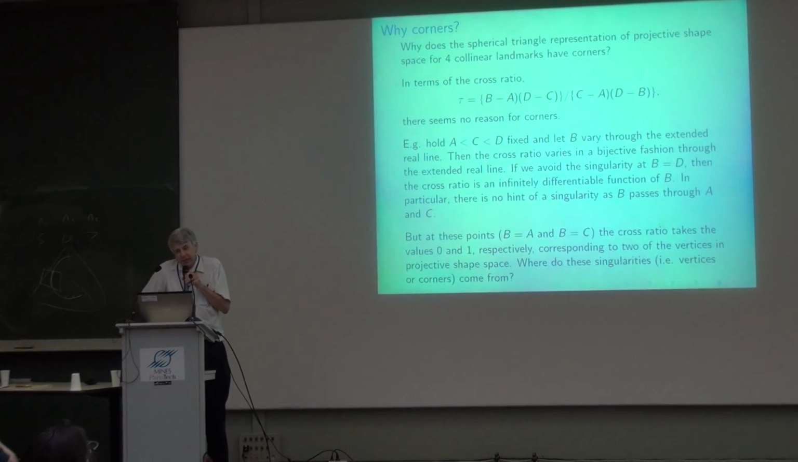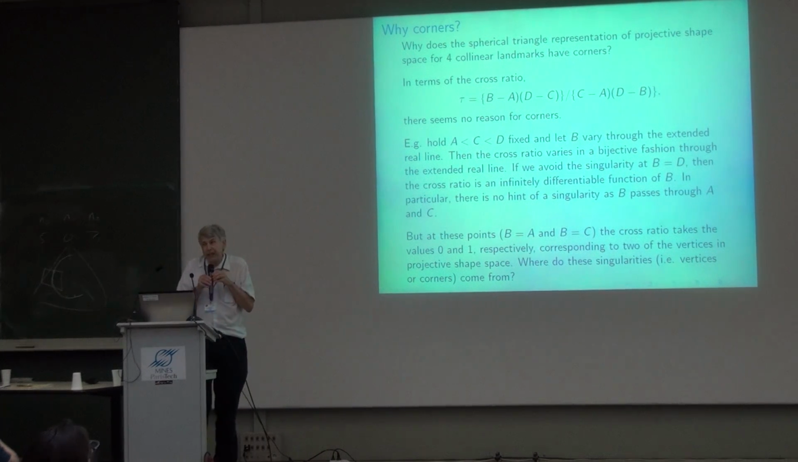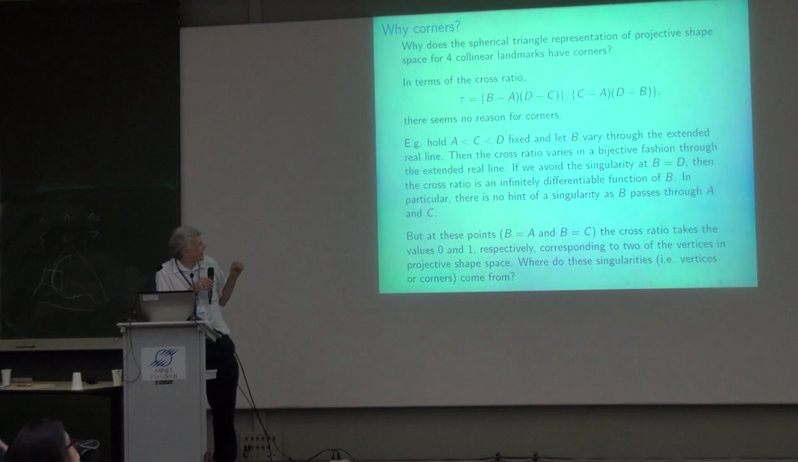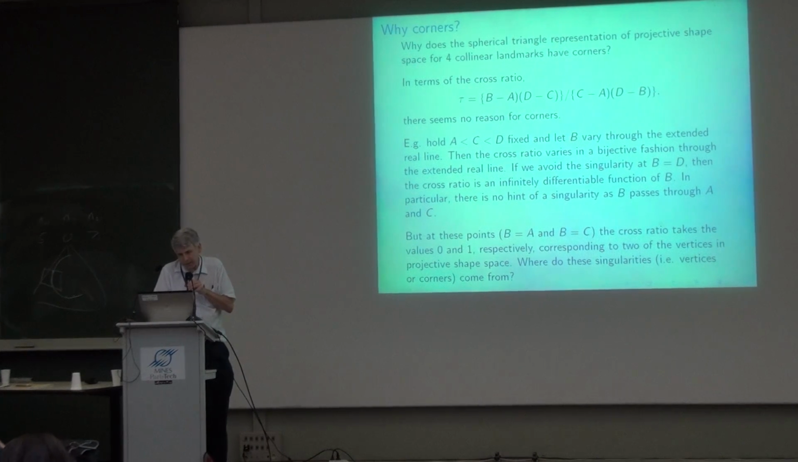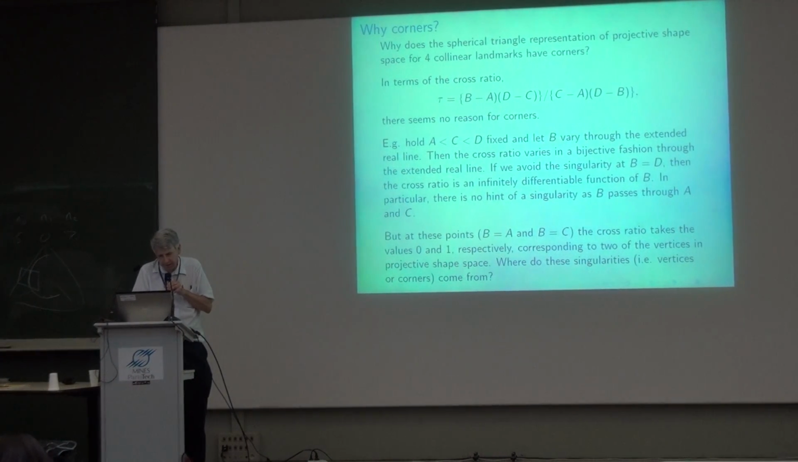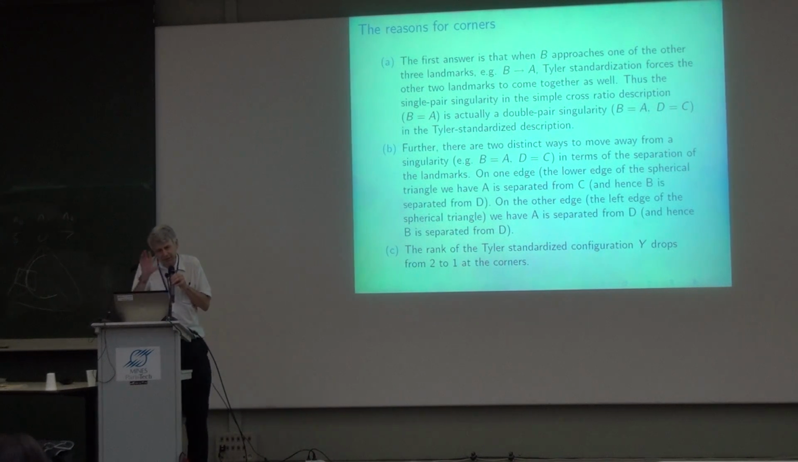But in my standardized representation, if B is being brought close to A, say, that forces my standardized version of D to be close to C, as I was just saying a moment ago. And that's the reason why these corners appear in the standardized representation that I've got.